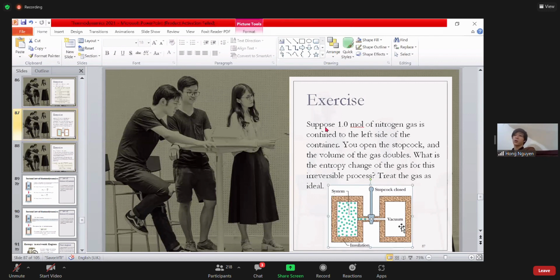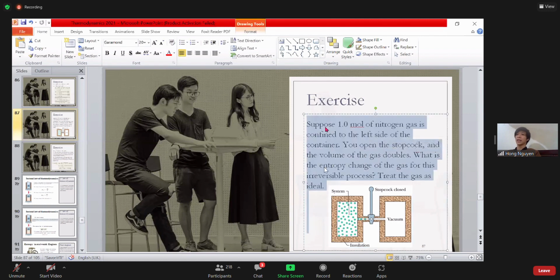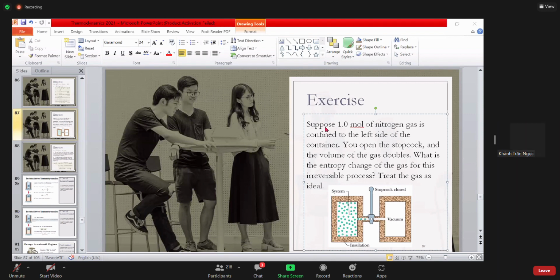So we know that when we open the stopcock, we have a free expansion, and a free expansion here is an irreversible process, so we cannot reverse it. How do we calculate the entropy change for this irreversible process? Good. How do we calculate it? Also, is this free expansion adiabatic? A free expansion is also an adiabatic process.